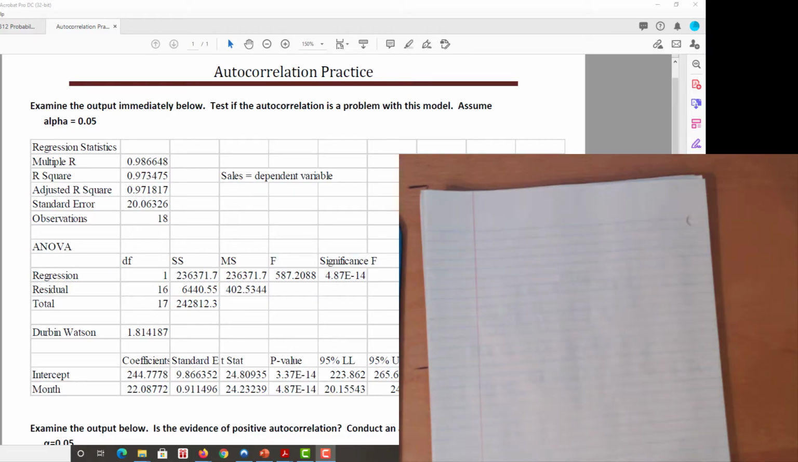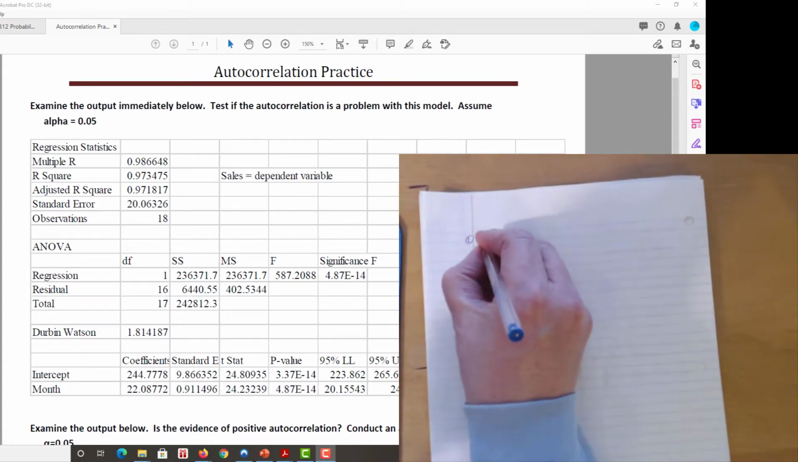Time for a few examples. This is from our document Autocorrelation Practice. Now we're looking at the output below. We're going to test to see if autocorrelation is a problem with this model, not specifying a particular type of autocorrelation, just is autocorrelation a problem with this model?